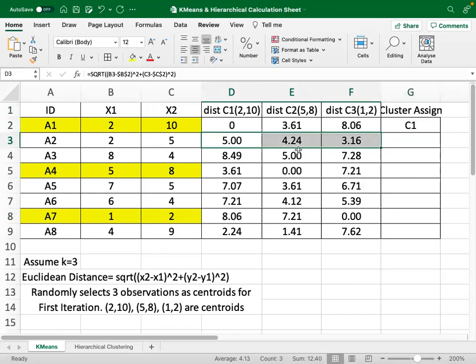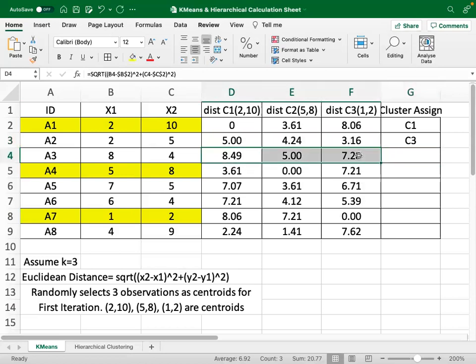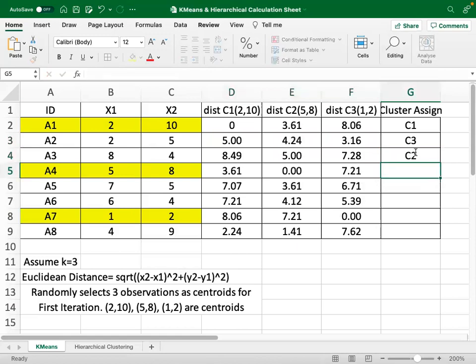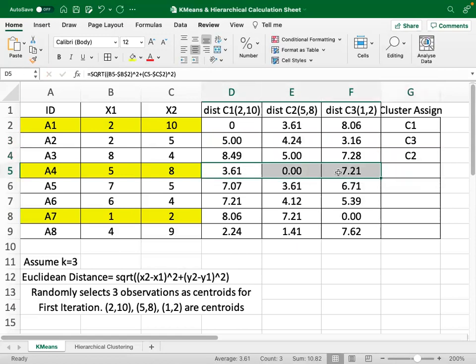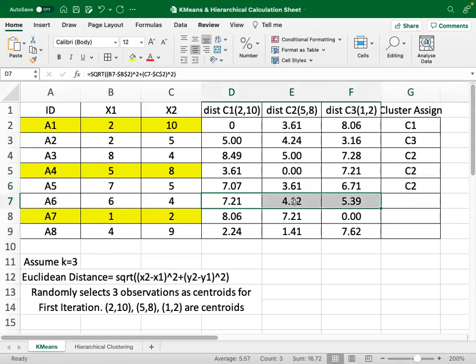What is the lowest in this row? 3.16. So what is 3.16? Cluster 3. What is the lowest in this one? 5, which is cluster 2. Lowest here is 0. Cluster 2. Lowest here is 3.61. Cluster 2. Again, lowest here is 4.12. Cluster 2. Here the lowest is 0. Cluster 3. Here lowest is 1.41.